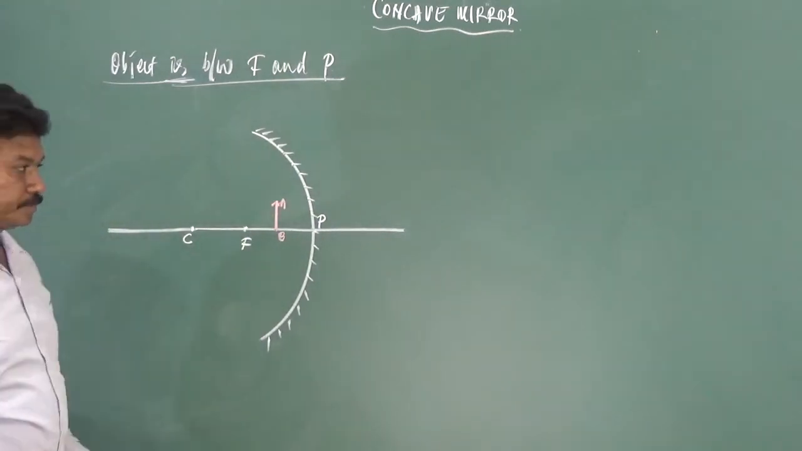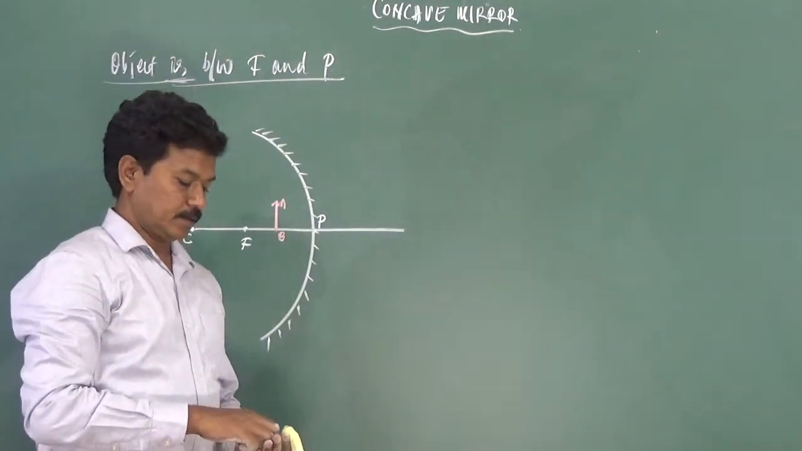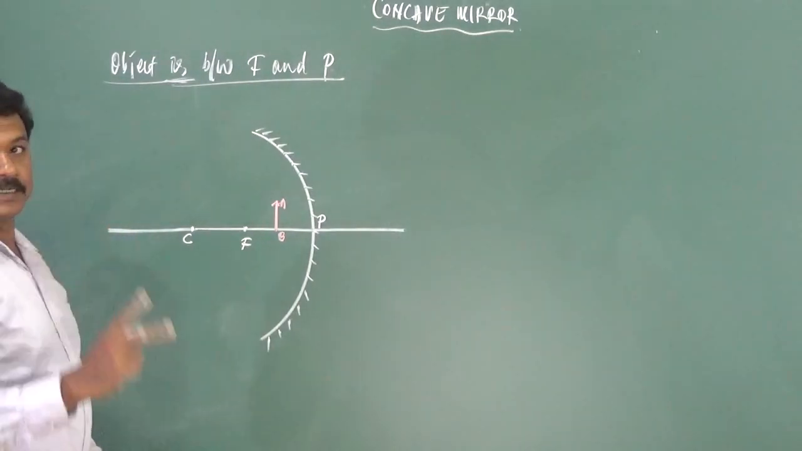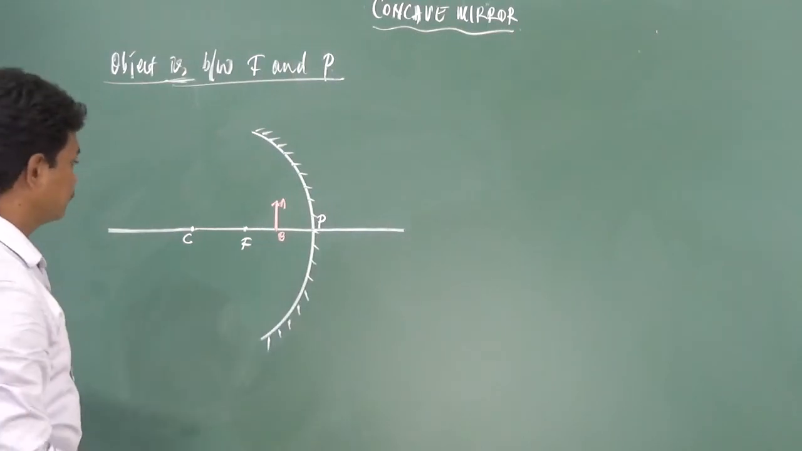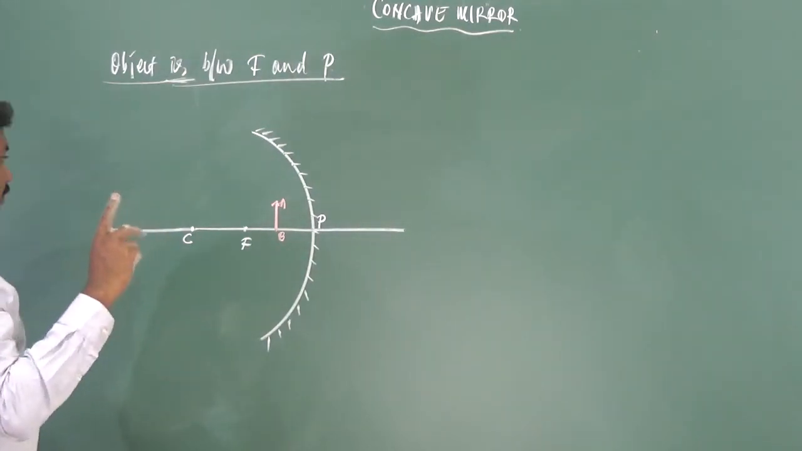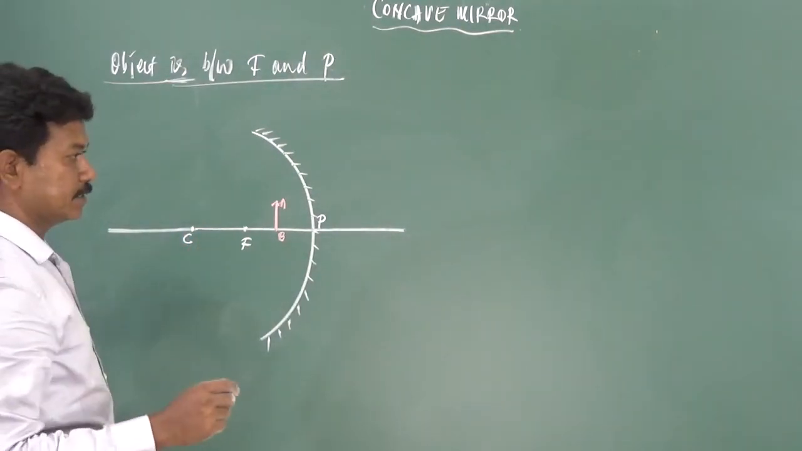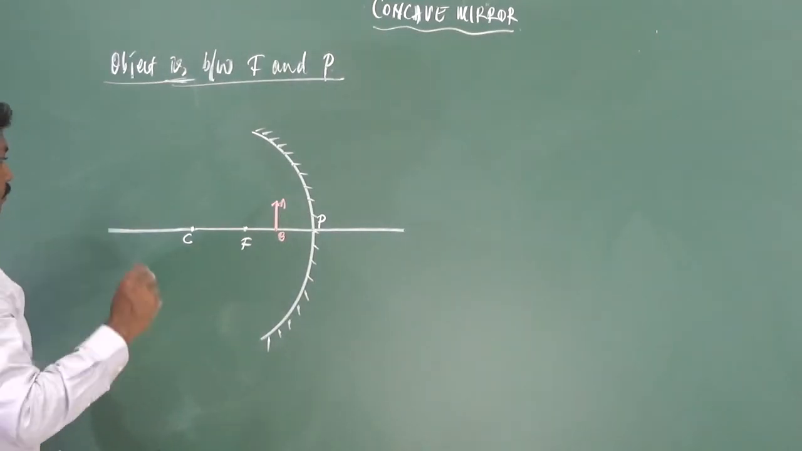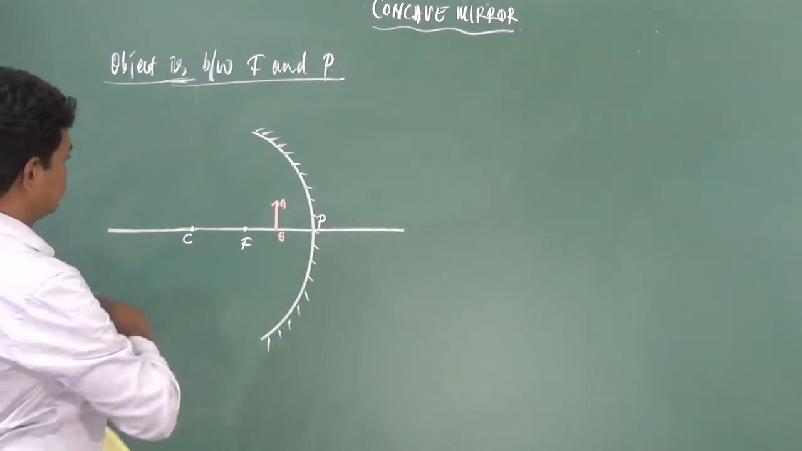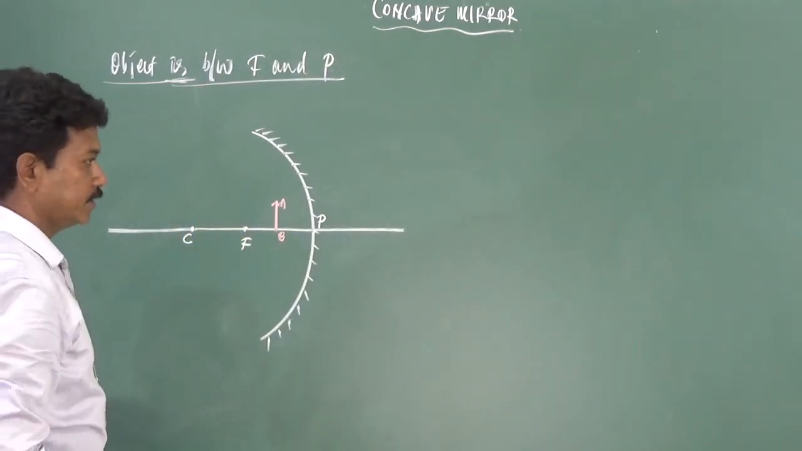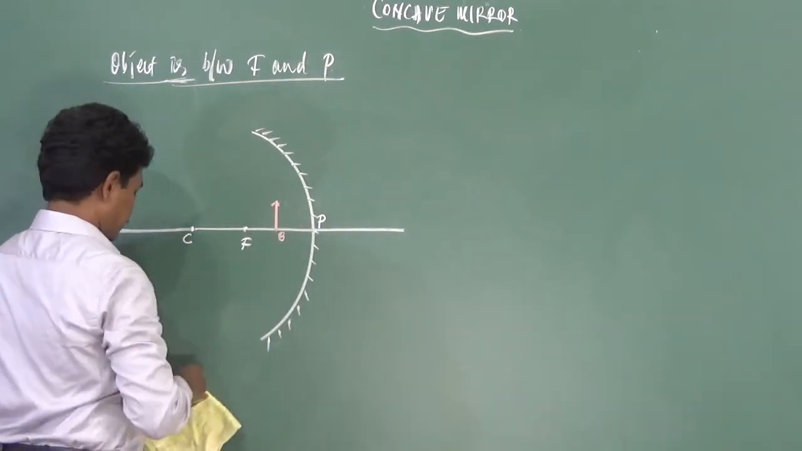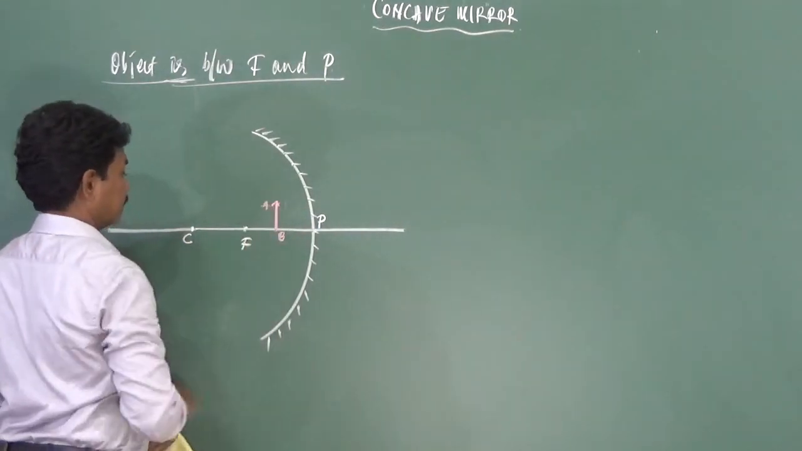Now from point A we have to start two light rays. One light ray should travel parallel to the principal axis, and the second light ray should go through the center of curvature, right? So let us go with this. This is point A.